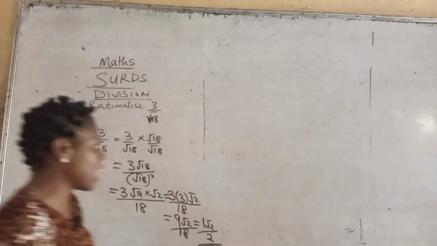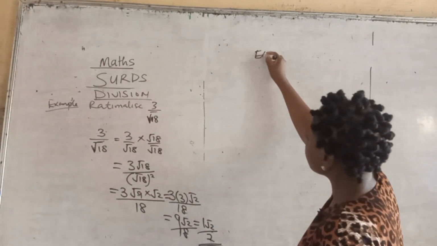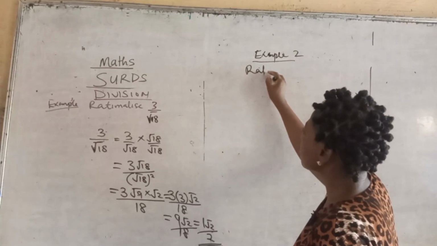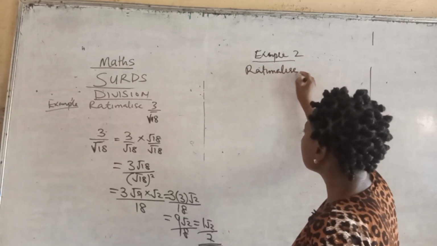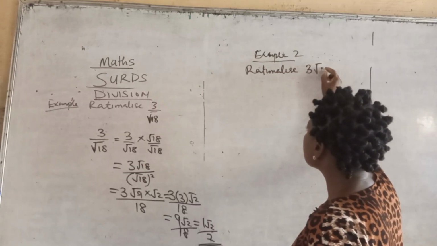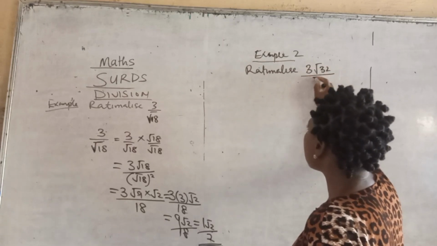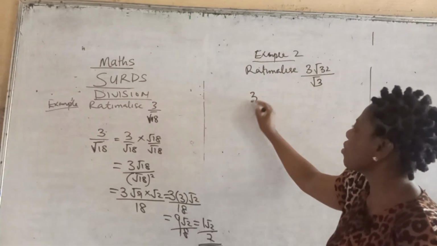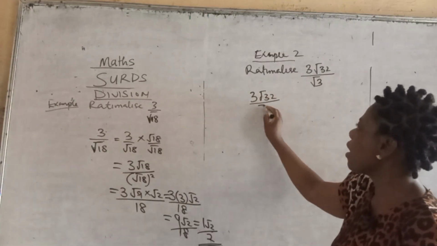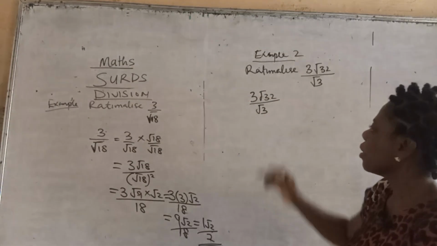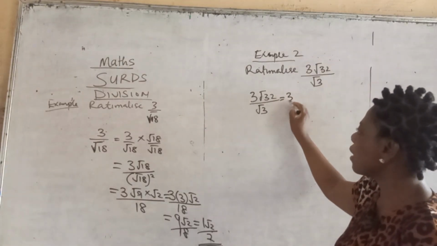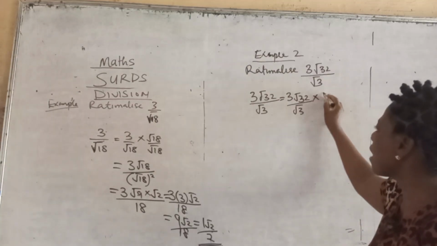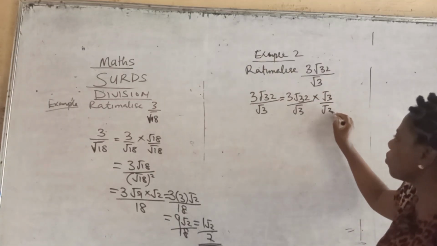From there, let's take another example. Example 2 says rationalize 3 root 32 over root 3. And I have that 3 root 32 over root 3. What do you do again? You multiply the denominator, which is what? Root 3 times root 3 over root 3.